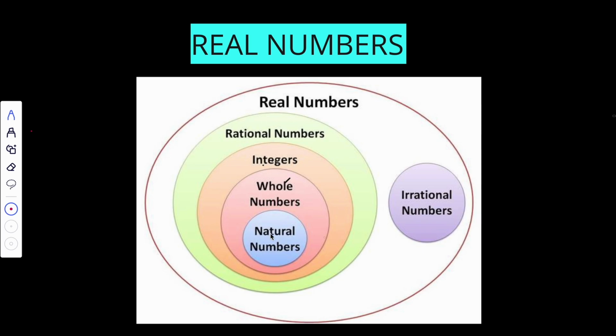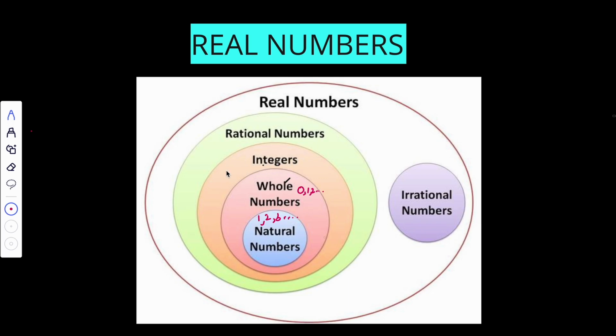We have here natural numbers. Natural numbers means all the counting numbers 1, 2, 3, and so on. Next we have whole numbers. Whole numbers means to the natural numbers we have to include 0. That is 0, 1, 2, 3, and so on. That is all whole numbers.